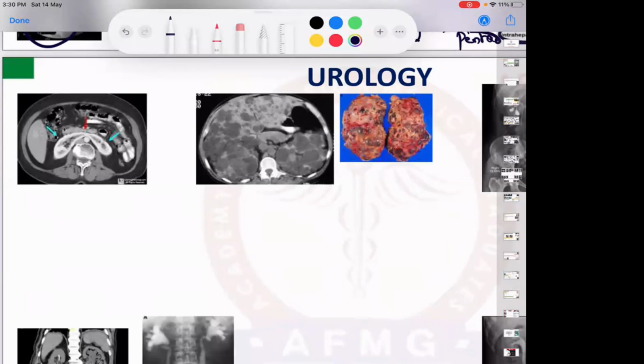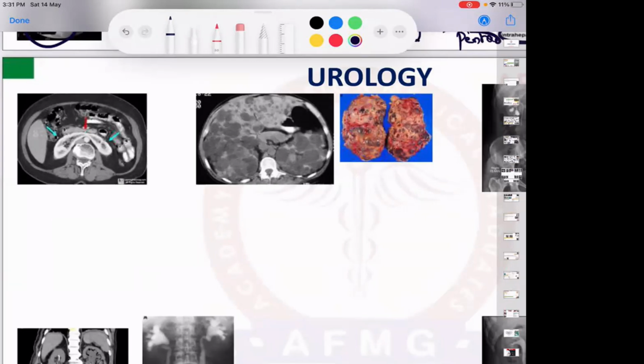Whereas, yes, MCU can also be done for the bladder. Please remember, MCU is micturating cystourethrogram, also called voiding urethrogram. That means you inject a dye into the urinary bladder and then you take serial x-rays of the patient when he is micturating, or when he is urinating.